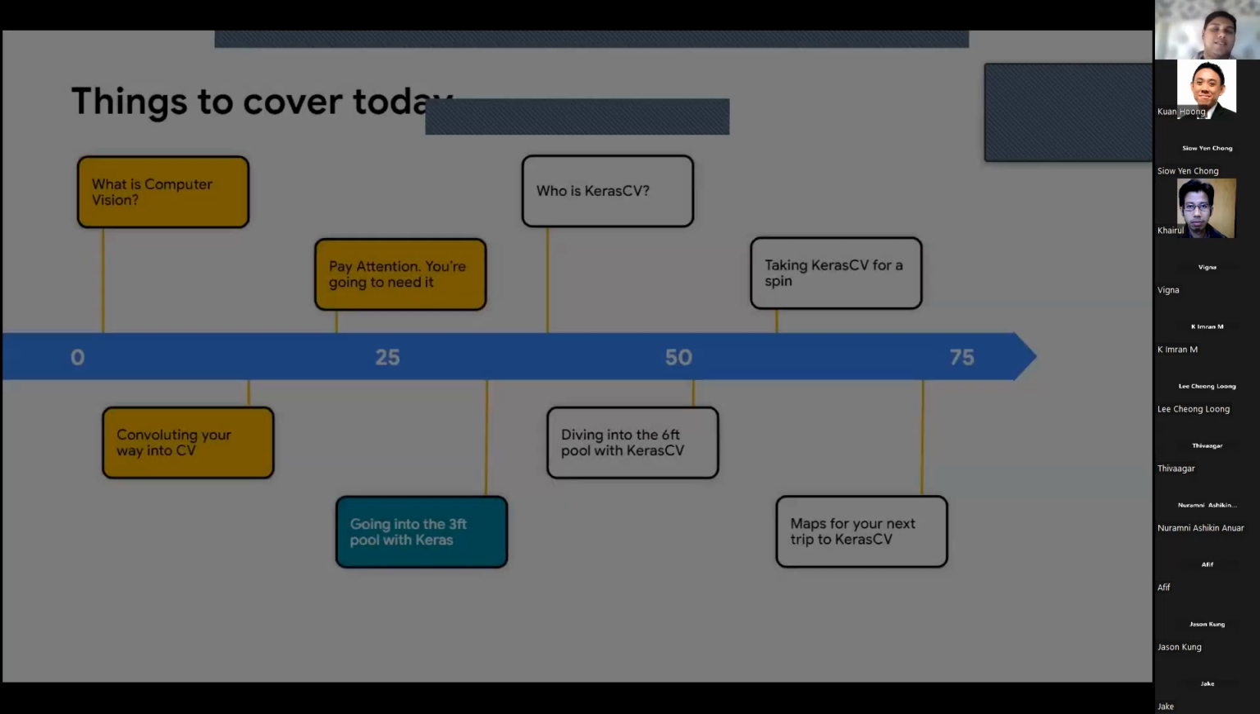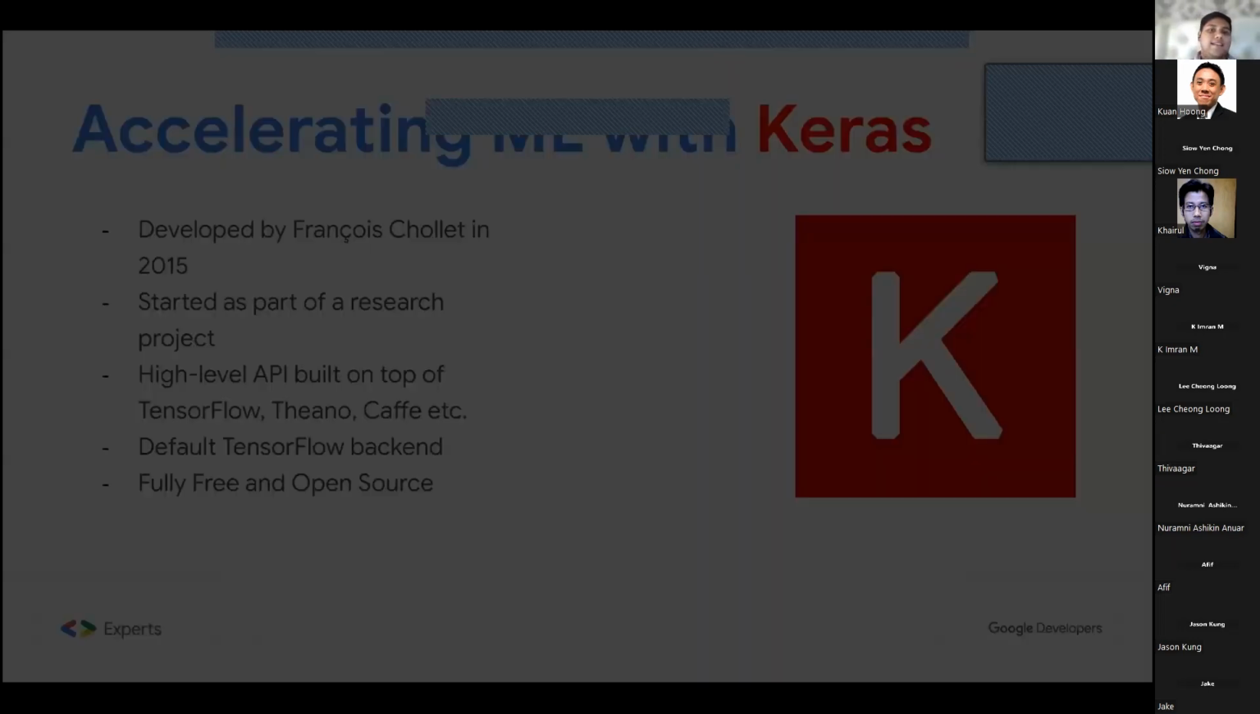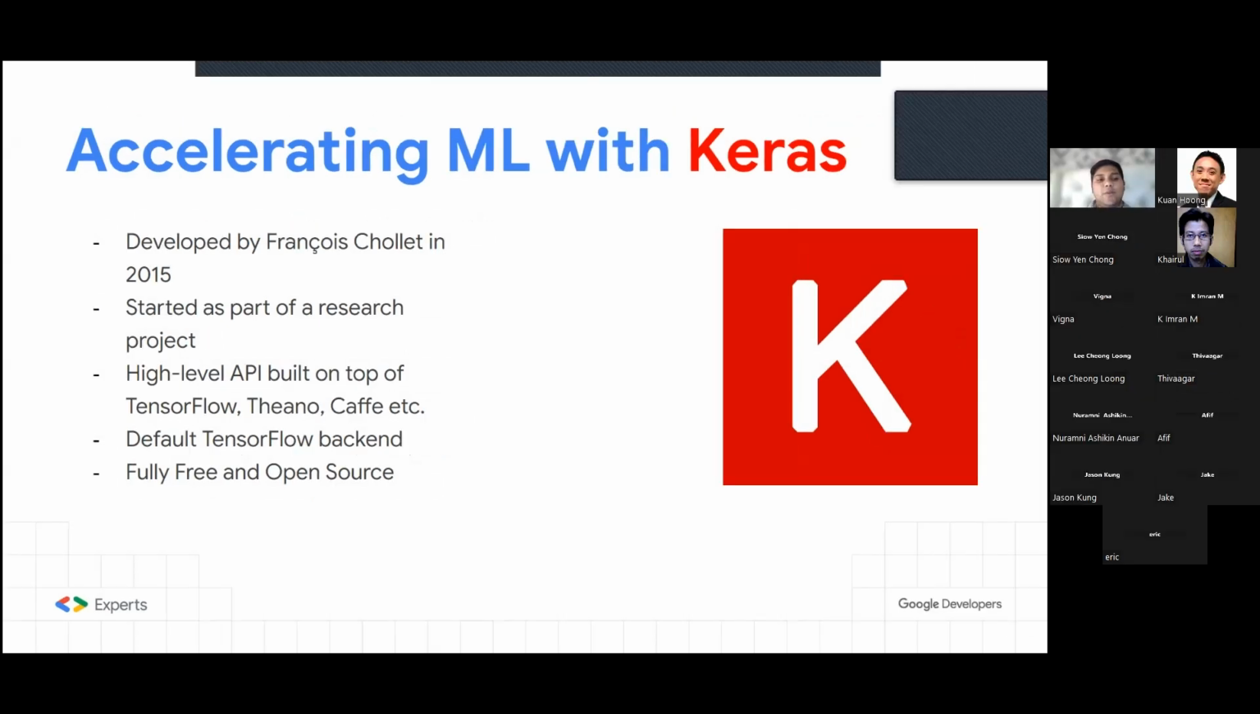So what you just saw was a very brief introduction to convolutions and attentions. And now we'll just dive into a very short introduction to Keras. Accelerating ML with Keras. So Keras was developed by Francois Chollet in 2015, and it was started as an internal research project within Google. Keras was a higher level API that was built on top of different backends like TensorFlow, Theano, Caffe, etc. And it was available for folks to use as and when they require it. It had a default TensorFlow backend, and it was supposed to be fully free and open source. It currently is.